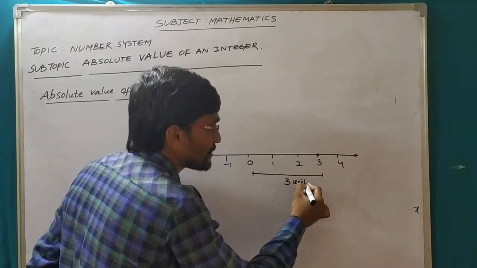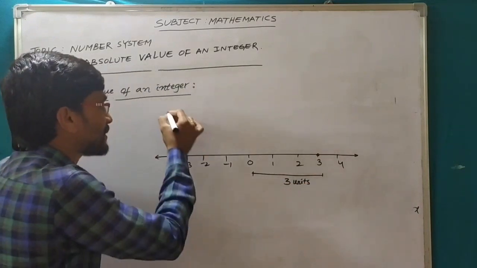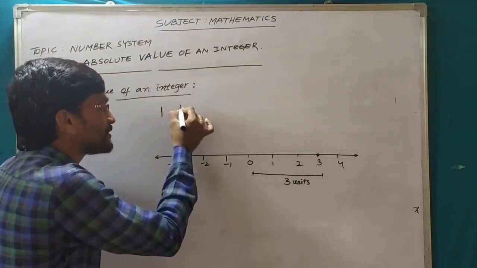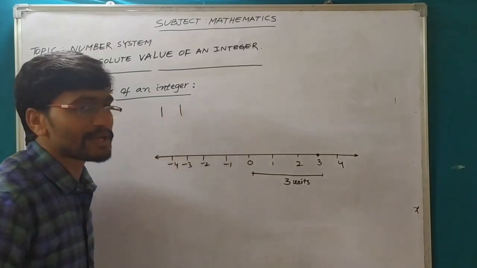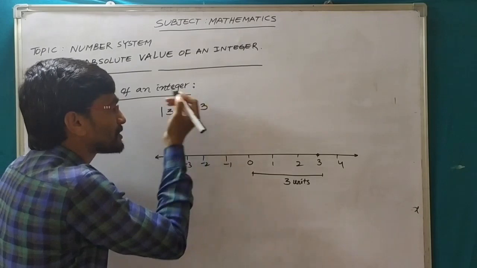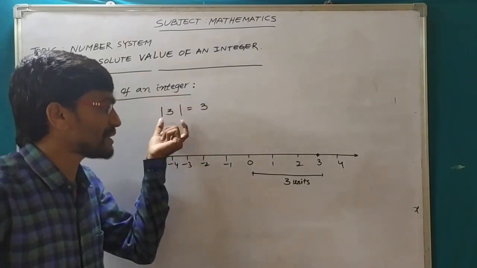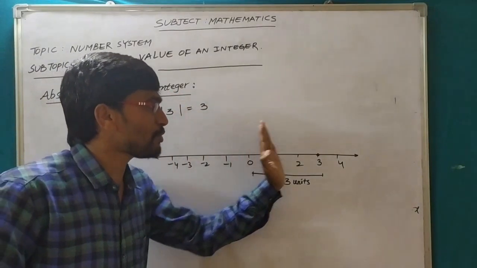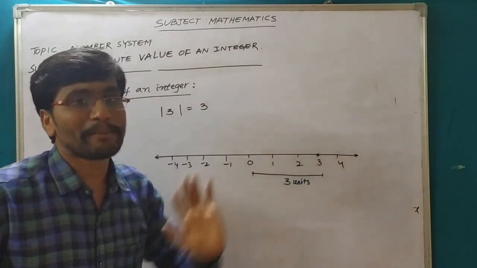So how many units? 3 units. The absolute value of an integer is denoted by the symbol modulus, with 2 vertical lines. So modulus 3 is equal to 3. Modulus 3 is nothing but the distance from 0 to 3 on the number line.